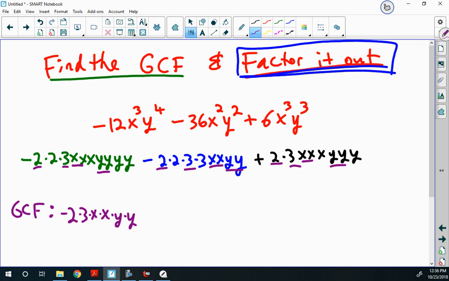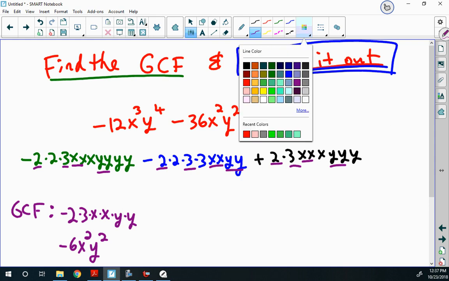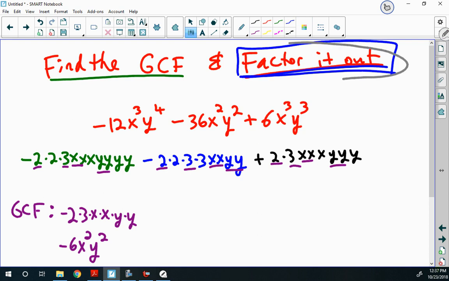What is that? Negative 6x squared, y squared. That's our GCF. Well, watch what happens when we factor it out. When we factor it out, what's going to happen? Maybe I'll use gray. When I factor this thing out, that GCF is going to just sit out front. Negative 6x squared, y squared. It's just going to sit out front.